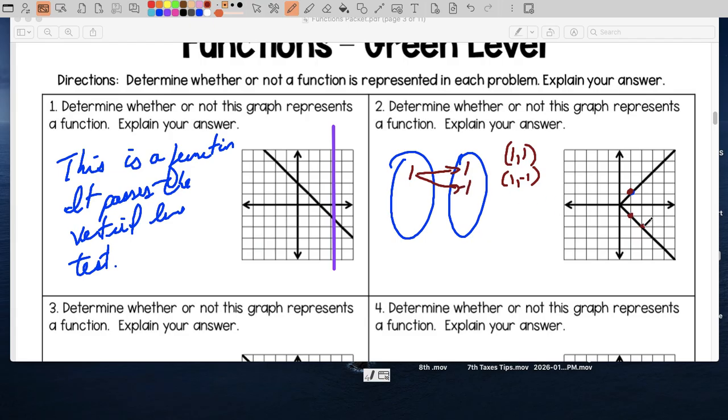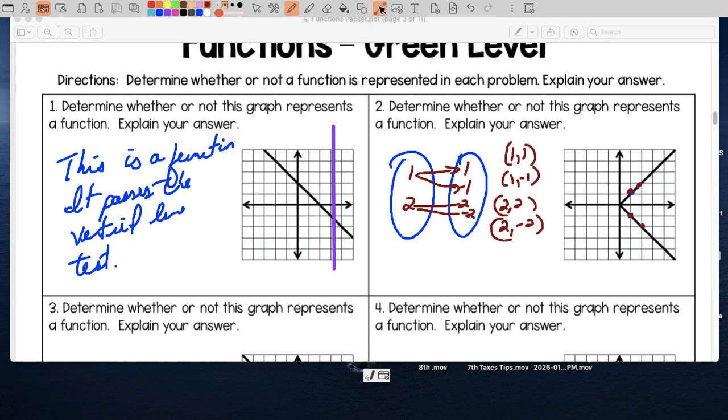Let me take this point here. The second point is (2, 2), and the point right under it is (2, -2). So 2 has an output of 2, and 2 has an output of -2. So this is not a function, because every input has more than one output. Look, 1 has more than one partner: 1 partners up with 1, and 1 partners up with -1. 2 partners with 2, and 2 partners with -2.